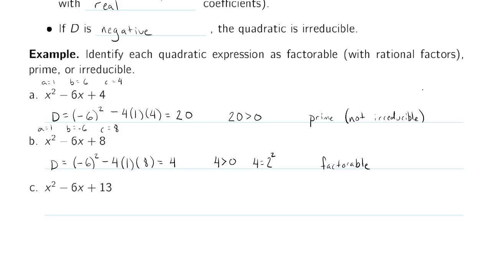It's possible that you may have looked at that and immediately seen that it was factorable. If you immediately see how to factor, of course, you don't need to check the discriminant. If you know what the factors are, you know that it's factorable.